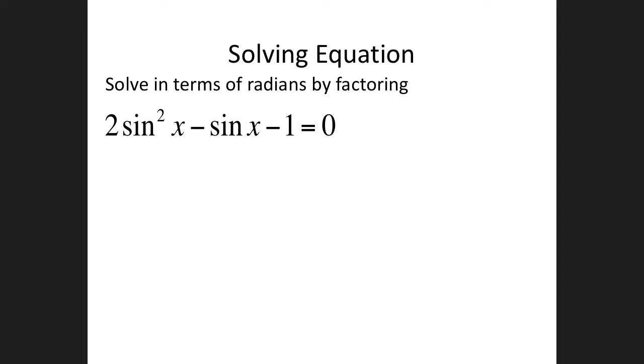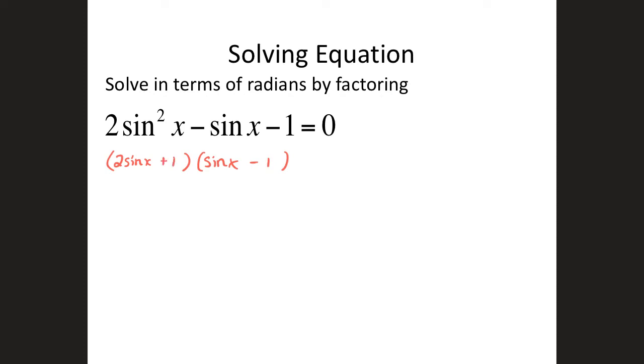So the first thing that I'm going to do is, I do see that it is a trinomial, so I'm going to factor this into two binomials. I know that if I multiply 2 times sine of x times sine of x, I'll get 2 sine squared of x. And then I know that I need to multiply to get -1. So I'm going to do a -1 and a +1.